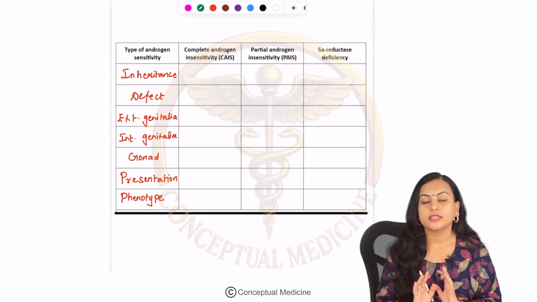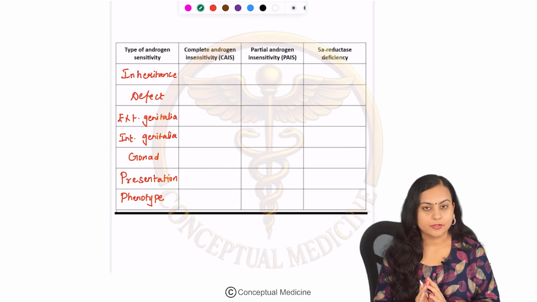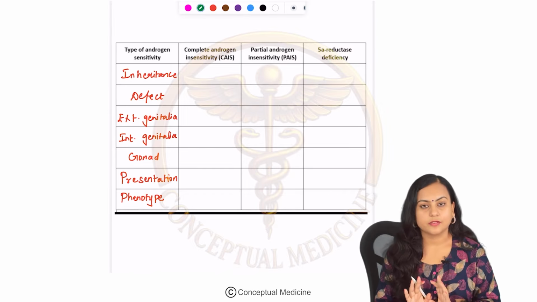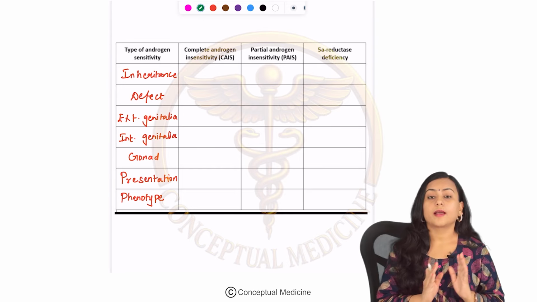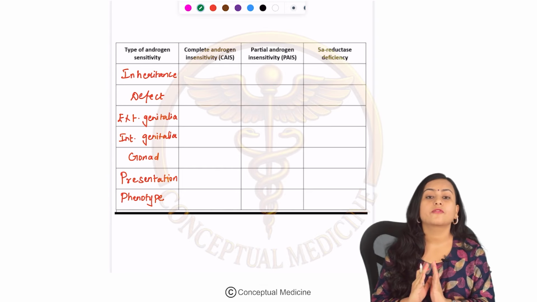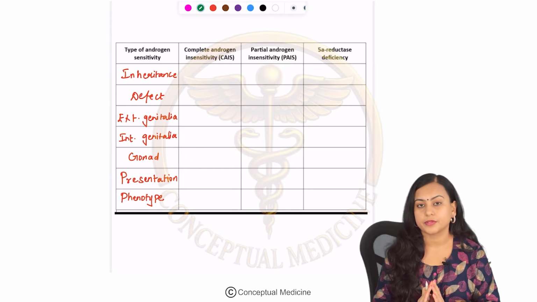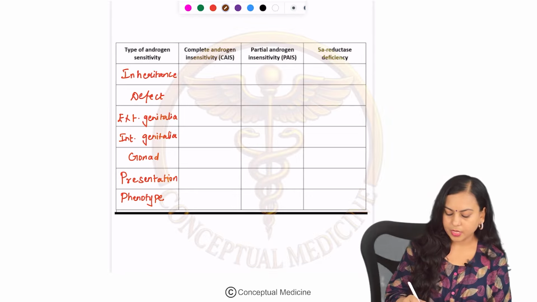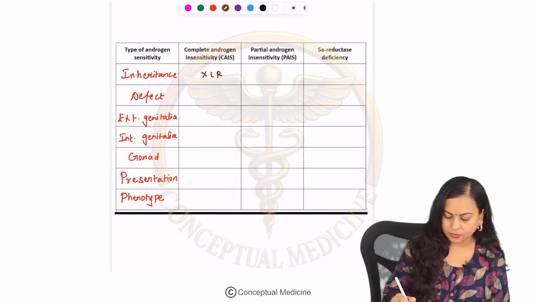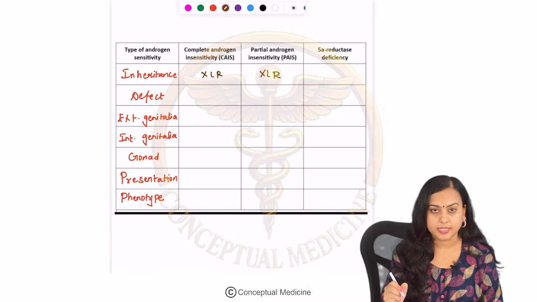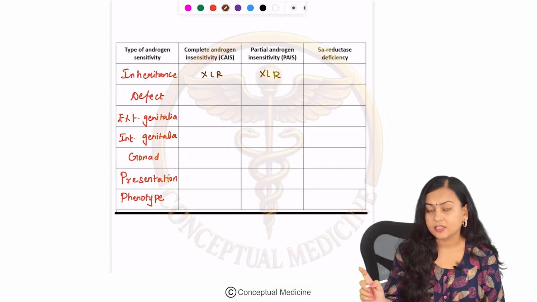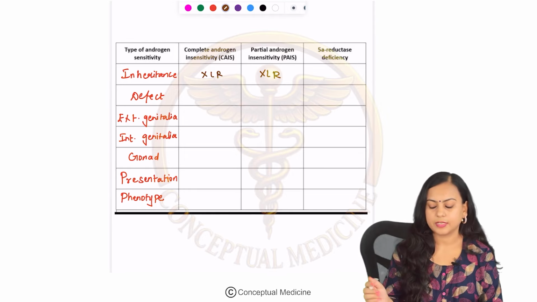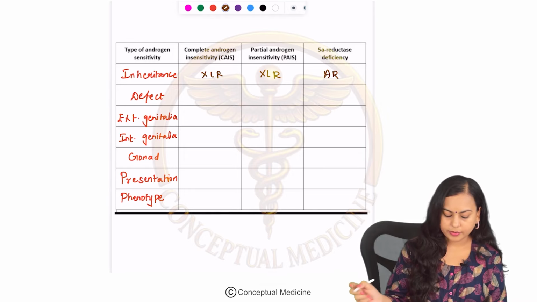So, complete androgen insensitivity syndrome, partial androgen insensitivity syndrome and 5-alpha reductase deficiency are the three types of androgen insensitivity syndromes we have. There have been questions on complete androgen insensitivity syndrome as well as 5-alpha reductase deficiency in your previous papers, right? Okay. So let's see the inheritance. The inheritance is going to be X-linked recessive in both complete and partial androgen insensitivity syndrome, whereas in 5-alpha reductase deficiency, remember it is an enzyme defect. All enzyme defects will fit into the autosomal recessive type, right? So it is going to be an autosomal recessive disorder.